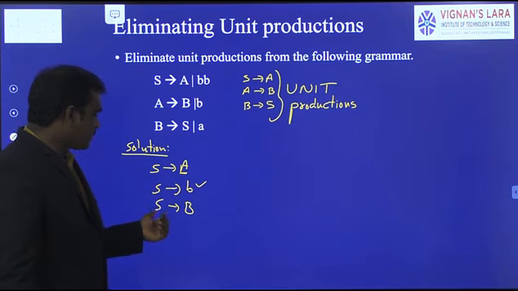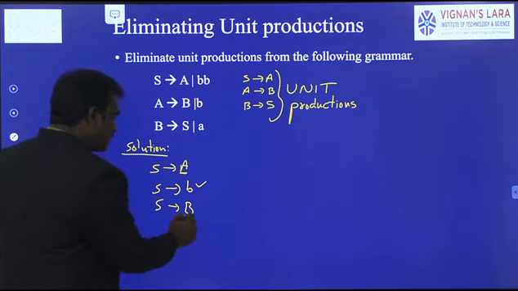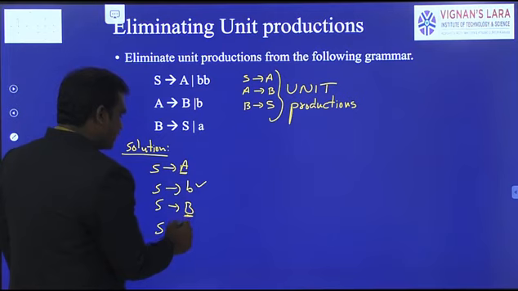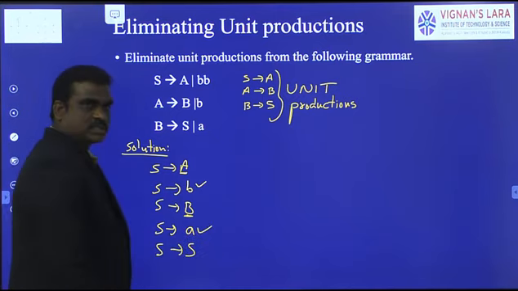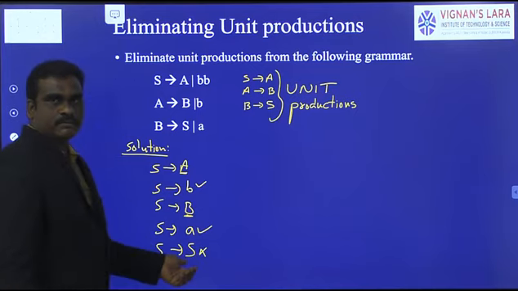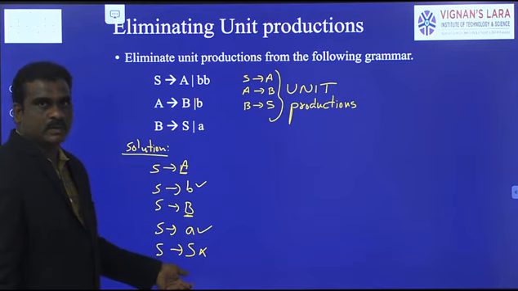Next one, what about S to B? Again it is a unit production. So again you write B replaced with the B productions. What are the B productions? One is S, the second one is A. So first write S to A and second write S to S. S to A is not a unit production. S to S is a trivial case because both sides are the same symbol; it is not a unit production.